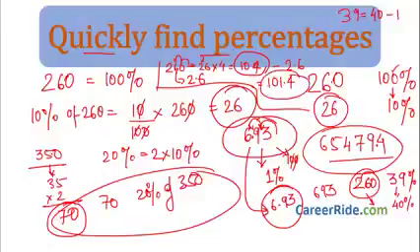This is 39% of 260. See how orally and very quickly we were able to find out what is 39% of 260. Otherwise you will have to do longer divisions and all that stuff. So use this trick. If someone wants 63%, look at the left hand side corner.